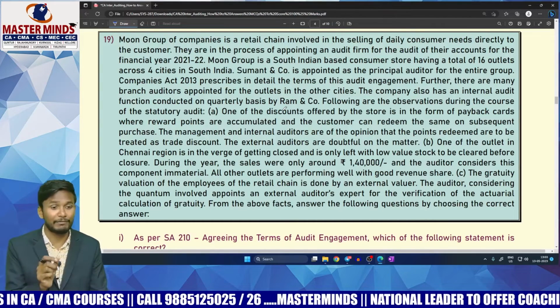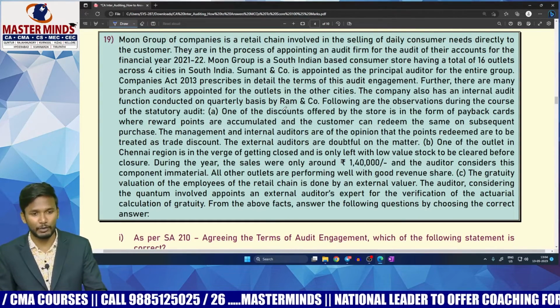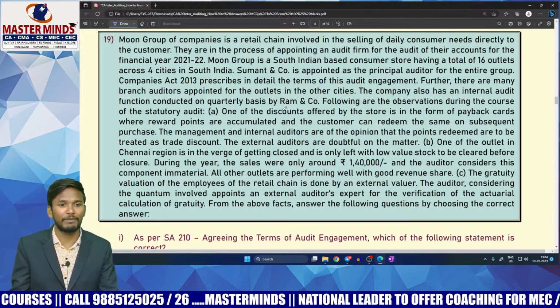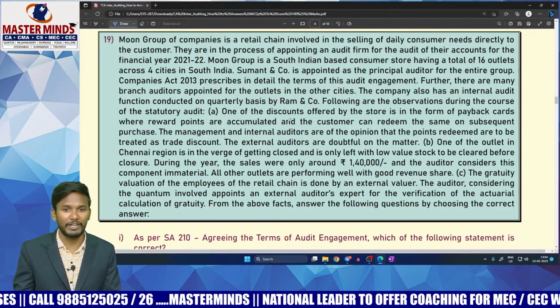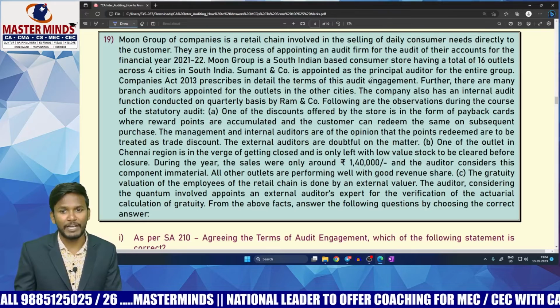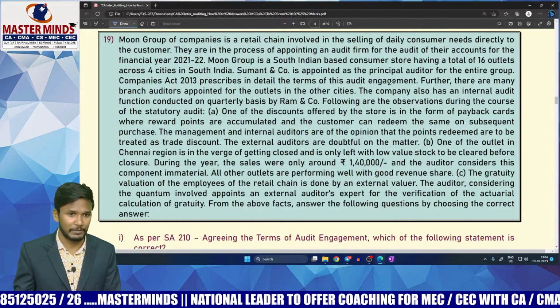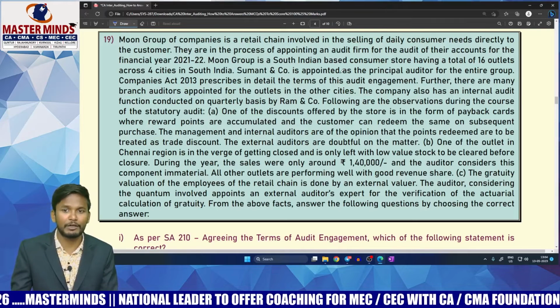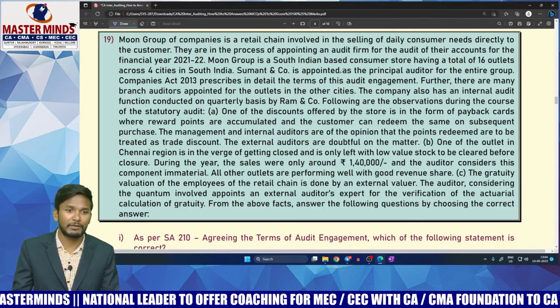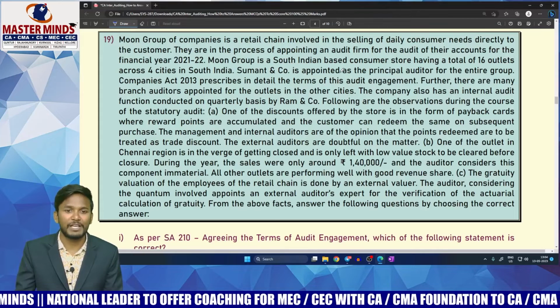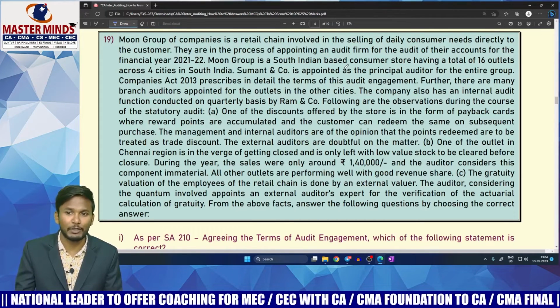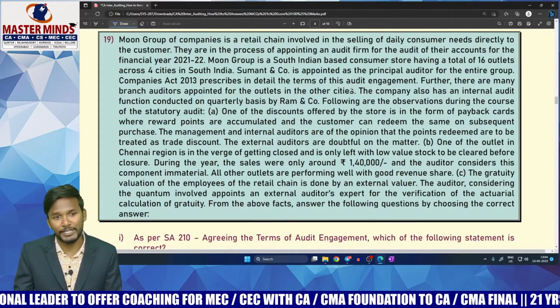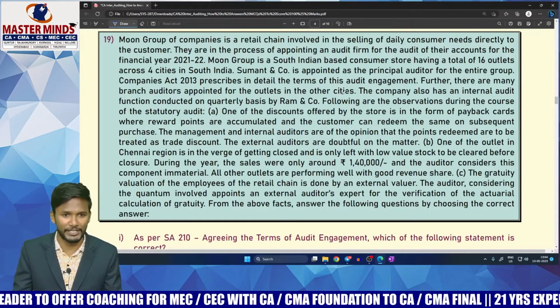So be careful. First, at least once, go through the entire case study. Okay, so let's go through it. Moon Group of companies is a retail chain involved in the selling of daily consumer needs directly to the customer. They are in the process of appointing an audit firm for the audit of their accounts for the financial year 21-22. Moon Group is a South Indian based consumer store having a total of 16 outlets across 4 cities in South India. 16 outlets and also 4 cities.